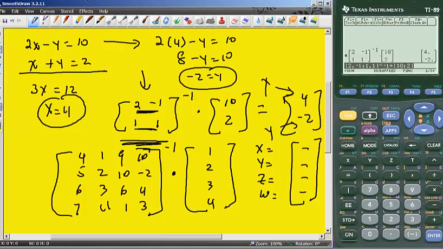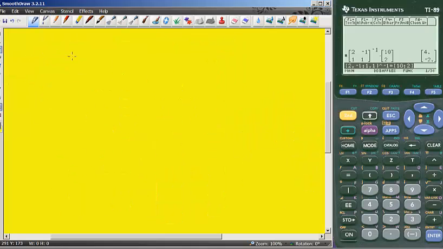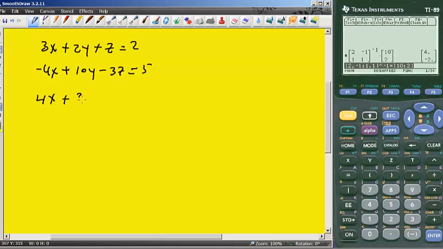All right. So let's do something not as long. Let's make one that is easy. Let's say 3 by 3. So let's say I have 3x plus 2y plus z is equal to 2, and let's say I have minus 4x plus 10y minus 3z is equal to 5, and let's say I have 4x plus 3y minus 2z is equal to 1.